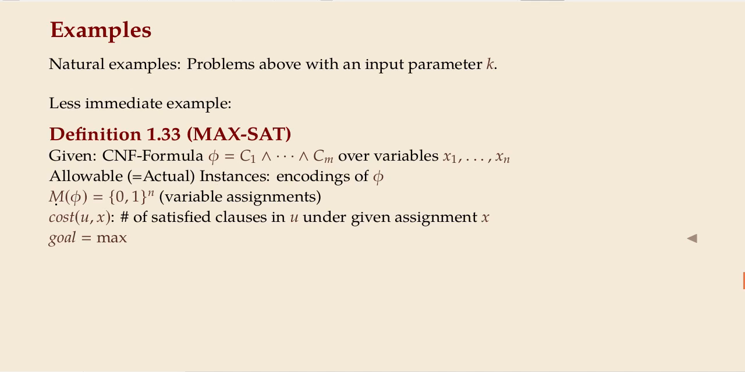The feasible solutions for a formula are just variable assignments, or assignments for the n variables to true and false. The cost, now this is the first thing that we really have to define. I think up to now it's easy that this is the way to go. Now we want to maximize, goal is maximize the number of clauses that are fulfilled under a given assignment. So the cost is the number of clauses that are fulfilled.